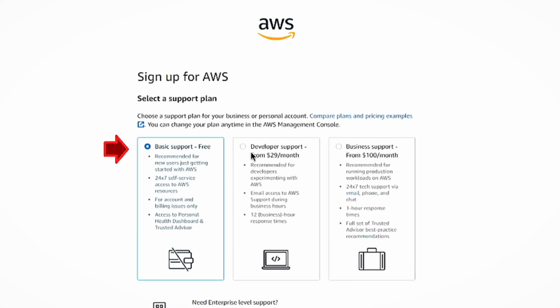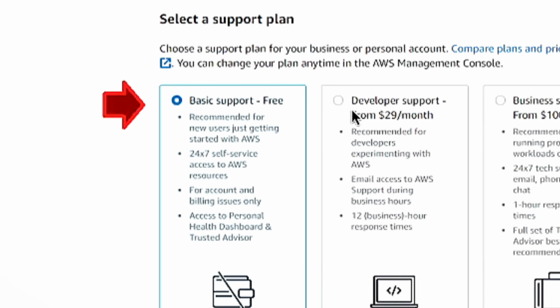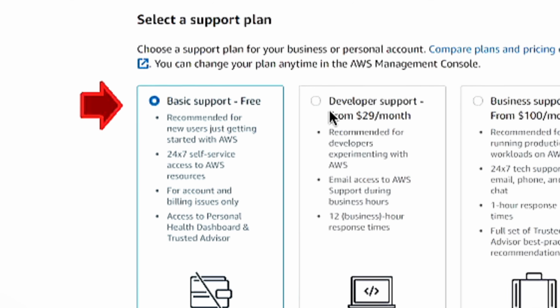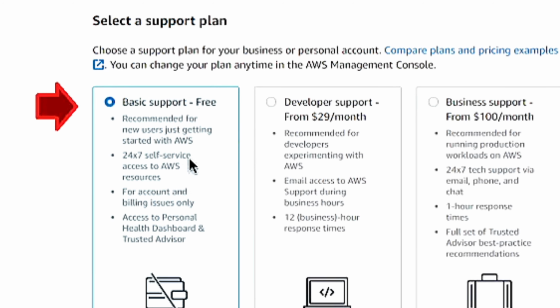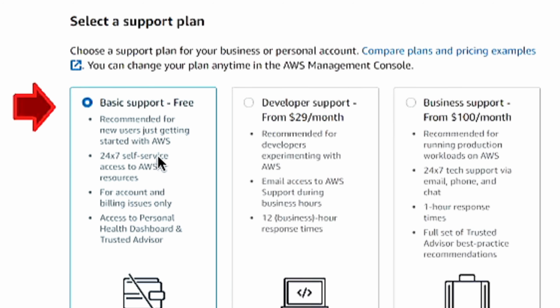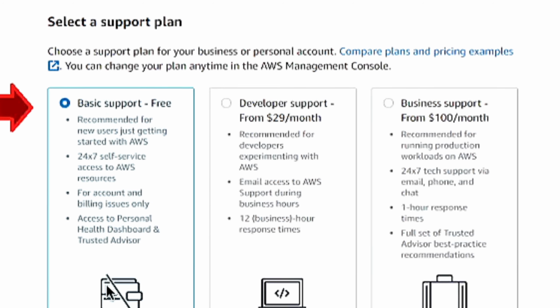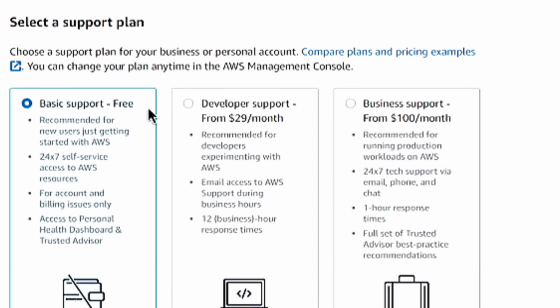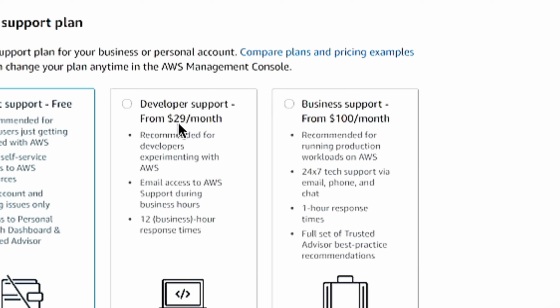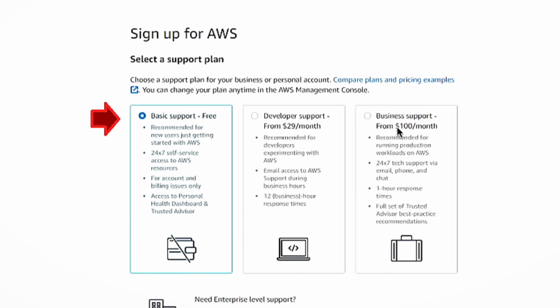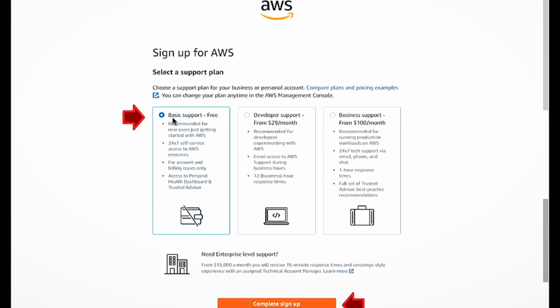Now here is where you select your support plan. There are three major support plans. This is a basic support plan, which is for the free tier. So you don't have to pay for it. If you want a developer support plan, of course, you can see the price. You pay $29 per month. And if you want a business support plan, you pay $100 per month. So for this cost, I'm just going to choose a basic support plan.